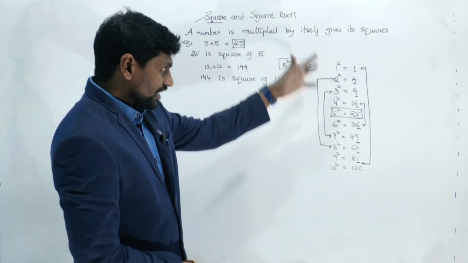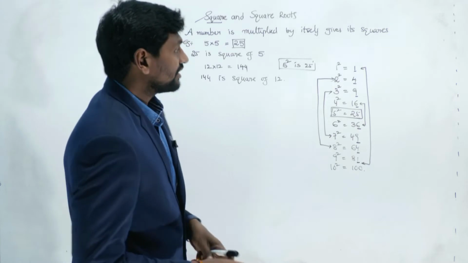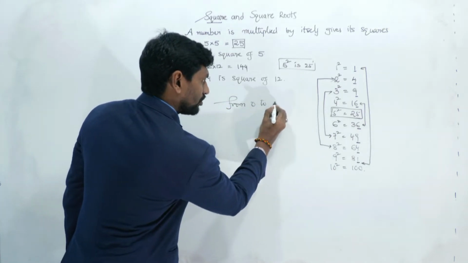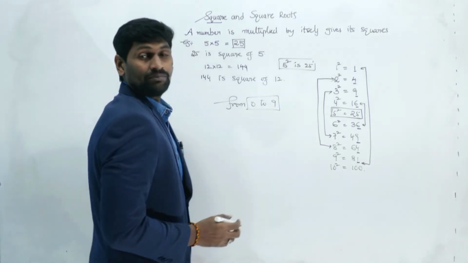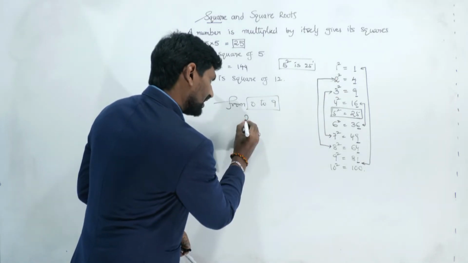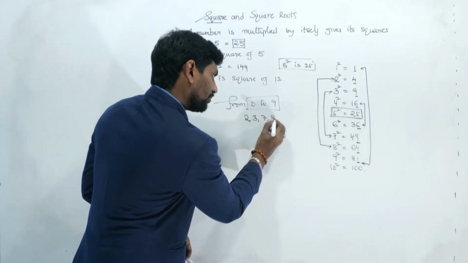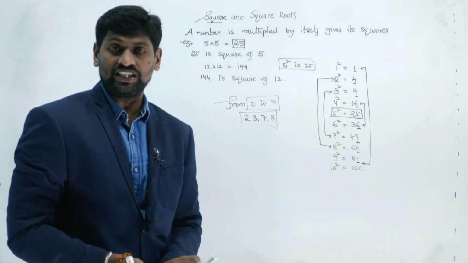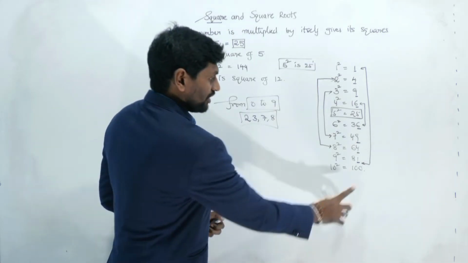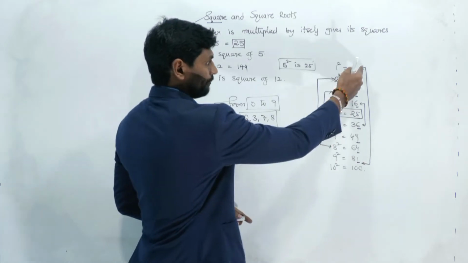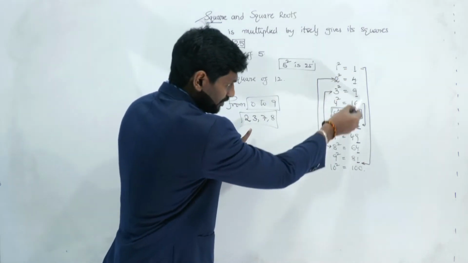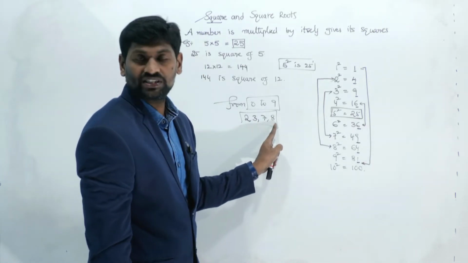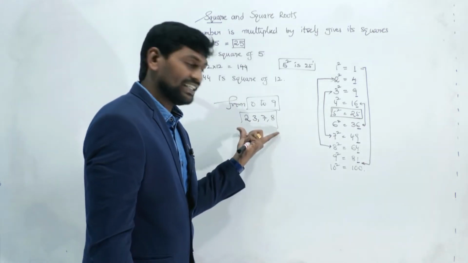So while you are observing all the unit digits from 0 to 9, we see that the units place digits 2, 3, 7, 8 are missing. From 0 to 9, the digits 2, 3, 7, 8 are missing, and the remaining are all present here. 0 is present, 1 is present, 2 is not there. In the units place, 2 is missing, 3 is missing, 7 missing, 8 missing. So from 0 to 9, only these numbers are missing.